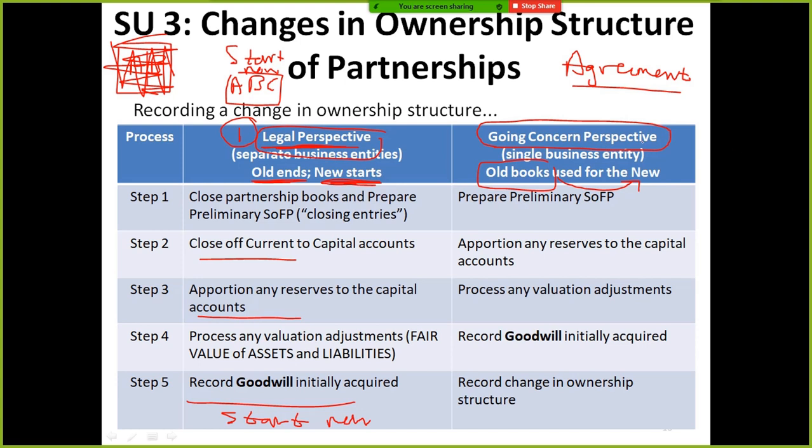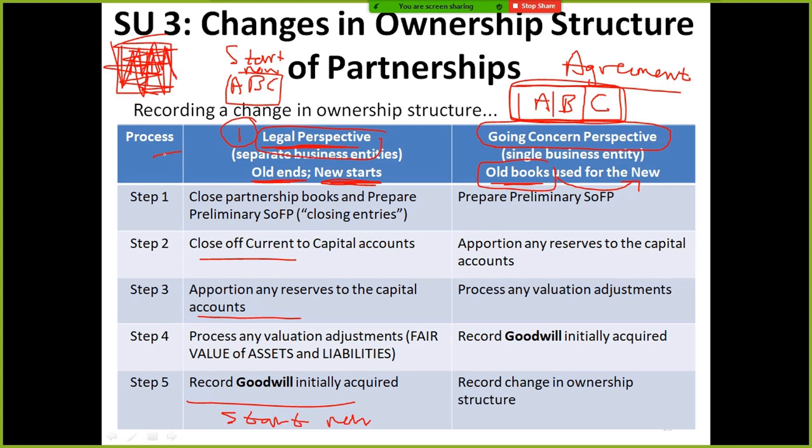Alright, yeah. So the going concern means the old books are used for the new. So same as before, A and B, accounting records. What are we going to do? We're going to keep the accounting records, and we're just going to bring in C. So the old records become the new records. We're not going to dissolve the business and start new.